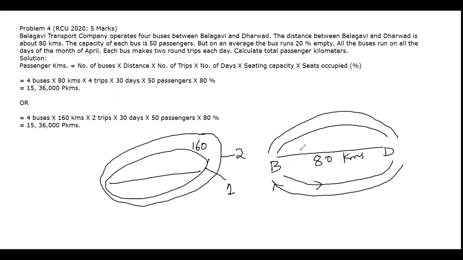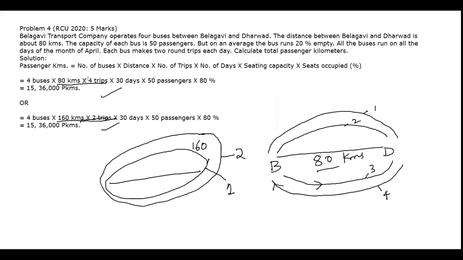Or if you don't want to take it as a whole round trip, you can consider this as 1 trip and this as the second trip and this as the third trip and this as the fourth trip. So 4 trips into 80 kilometers, which I have taken in the first one. You can see here, 80 kilometers into 4 trips can be taken. Even this is correct. Or else, if you want to take 160 kilometers into two trips, even this will be correct. Both are correct.